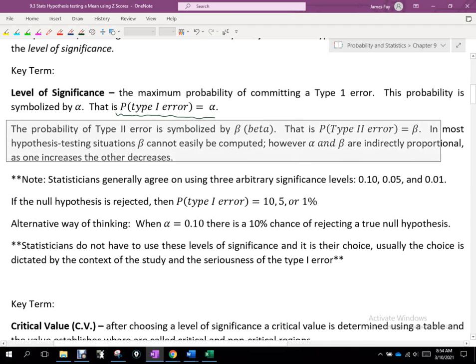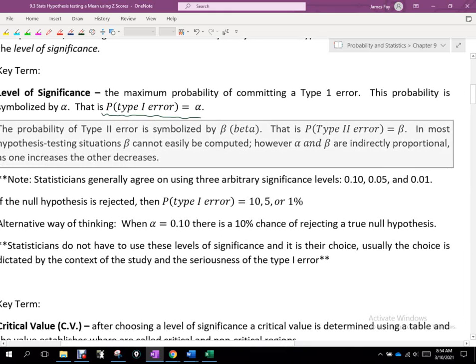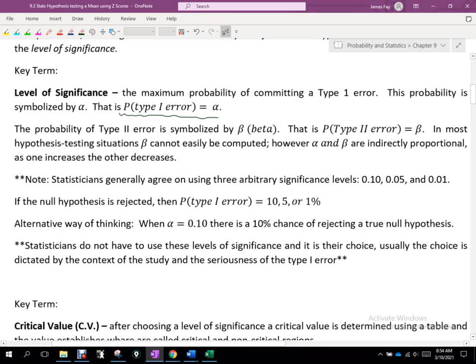But you see here, and this is all in intro to statistics courses, that even though there is a probability attached to type 2 error, it's something outside the scope of an introductory stats class. So we won't deal with it very much, if at all. Statisticians generally agree on using 3 arbitrary significance levels: 10%, 5%, and 1%. But you can use anything that you want. If you want to use 13%, have at it. It's just not very common or maybe even practical.